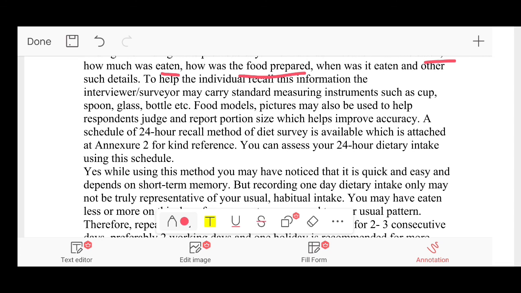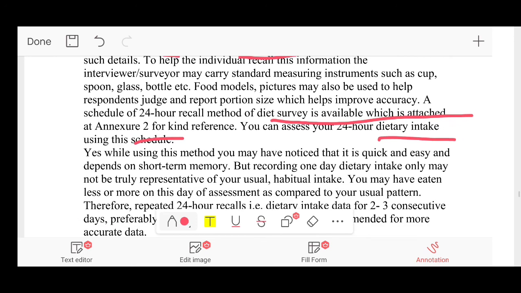So this is a schedule of the 24-hour recall method of diet. While using this method, you may have noticed that it is quick and easy, and it depends on short-term memory, but recording one-day dietary intake only may not be truly representative of our usual or habitual intake. Okay, so these are all the methods for assessing nutritional status.